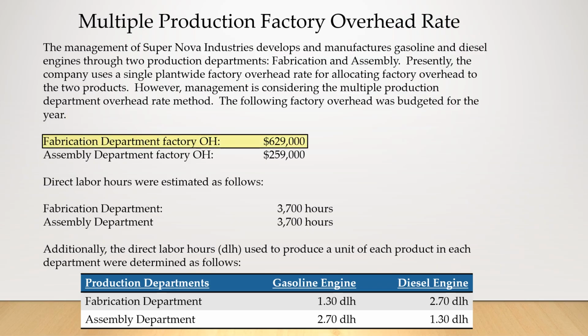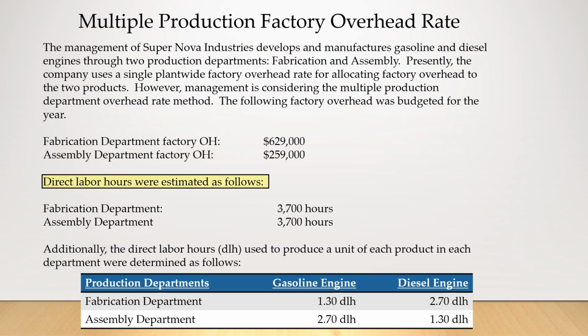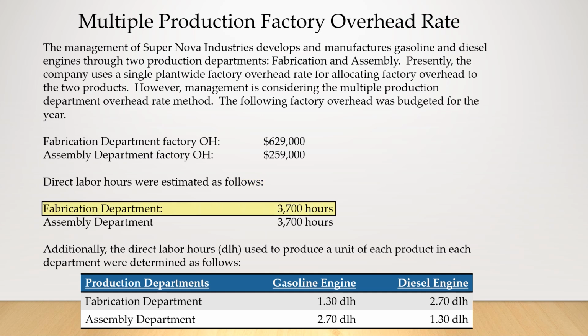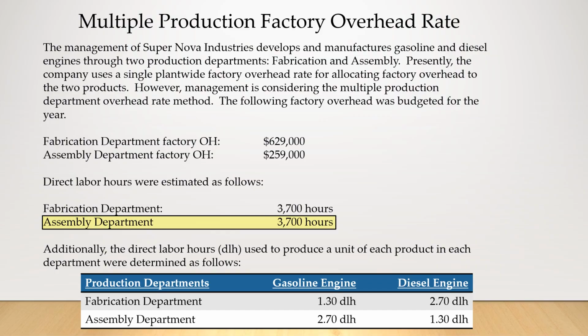Fabrication department factory overhead, $629,000. Assembly department factory overhead, $259,000. Direct labor hours were estimated as follows. In the fabrication department, 3,700 hours, and in the assembly department, another 3,700 hours.